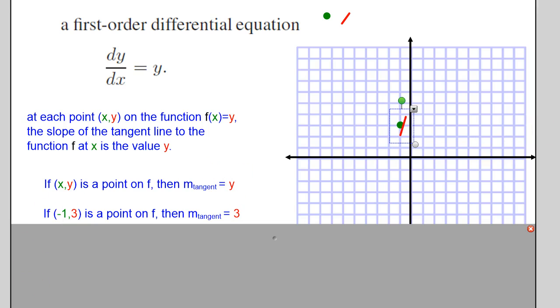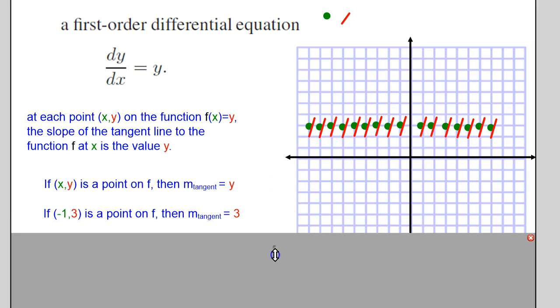So let's represent that. Hold on a second. So I just make a whole bunch of copies. And I'm not going to do this because it will take up time, so let me just pause the video while I include those. And it goes on forever and ever on the line y equals 3. So it doesn't matter what the x value is, the slope of the tangent line is always going to be 3 because the point is on the line y equals 3.